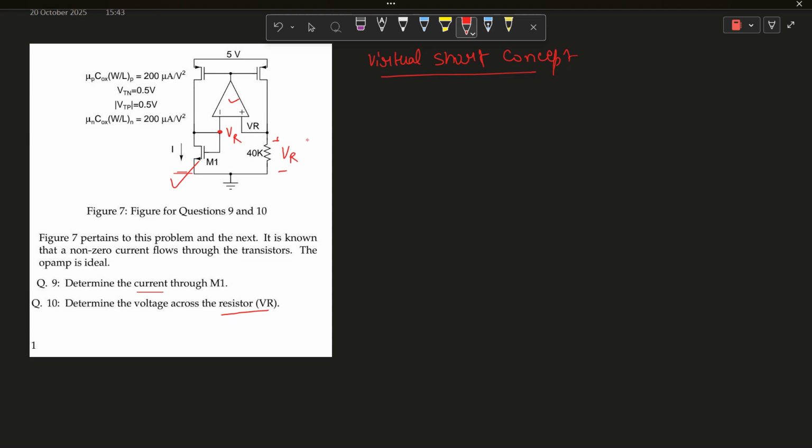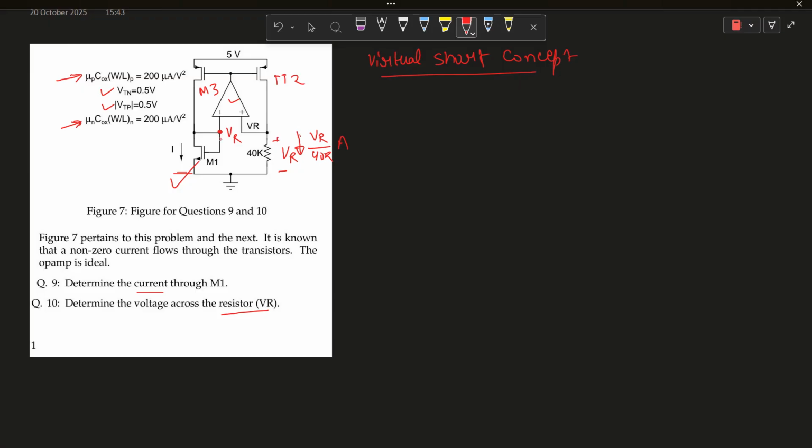Now a current will flow to this branch, which is VR by 40 kilo ohm. This current flows to this branch. Let me denote this MOSFET as M2 and this one as M3, and the parameters are given. For NMOS the threshold voltage is 0.5, and for PMOS the threshold voltage is also 0.5. This is also the same for NMOS.